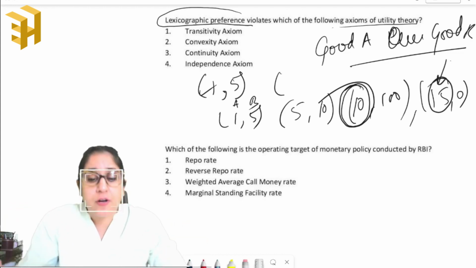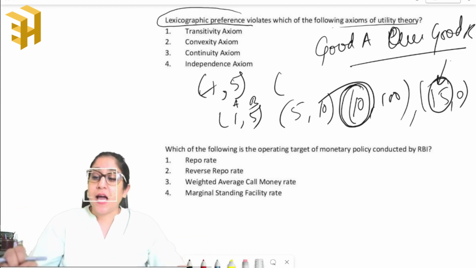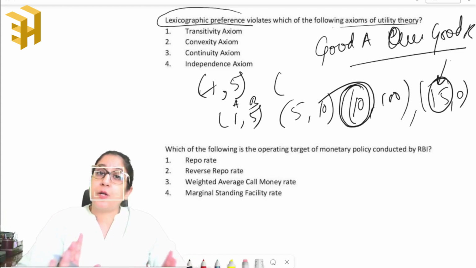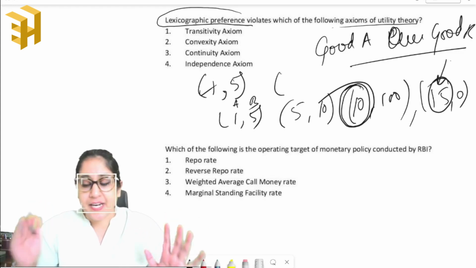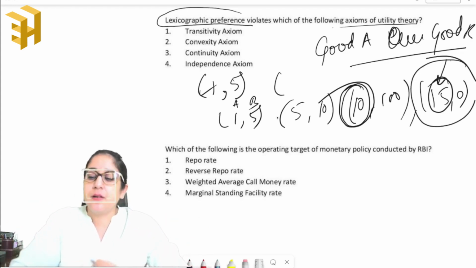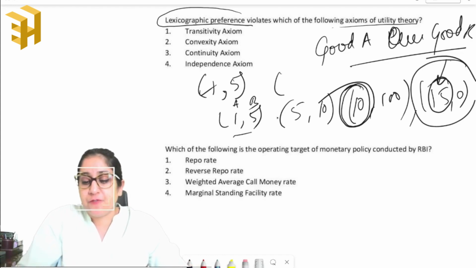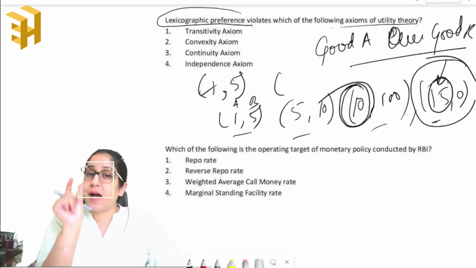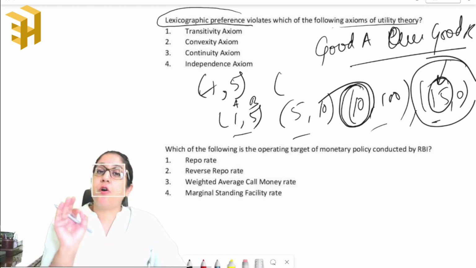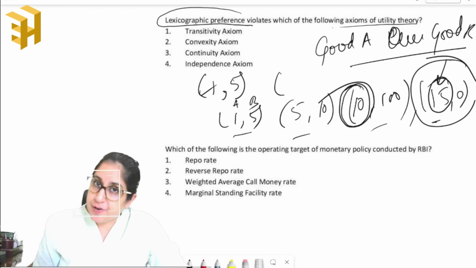The lexicographic preference means that you will choose the bundle with maximum amount of A, irrespective of what quantity of B you are getting, right? So this will be the bundle which will be chosen if these 4 options are given to you. So you just have to have maximum A. That is your lexicographic preferences.